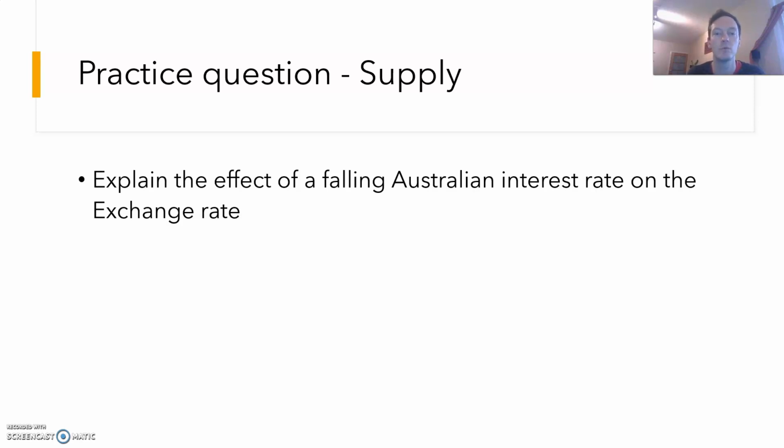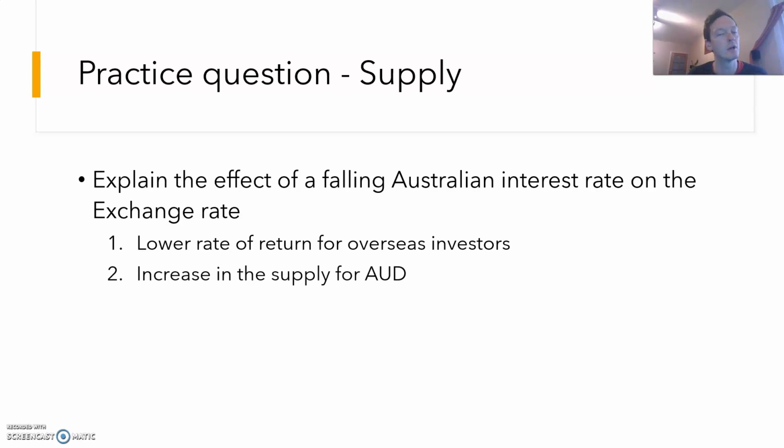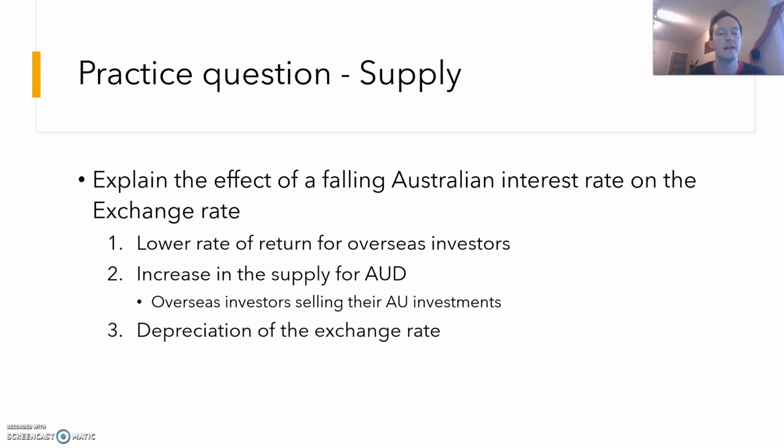Remember, your first mark is what's going on with the factor, demand or supply, and then your final mark is what happens to the currency. All right, you get a mark for saying the reason how it changes things. There's a lower rate of return for overseas investors, which then causes an increase in supply for Australian dollar because the overseas investors are selling their AU investments. And then therefore there's a depreciation of the exchange rate.